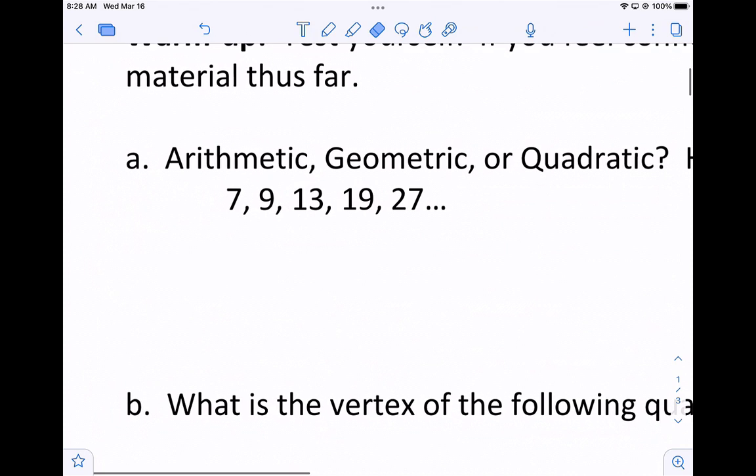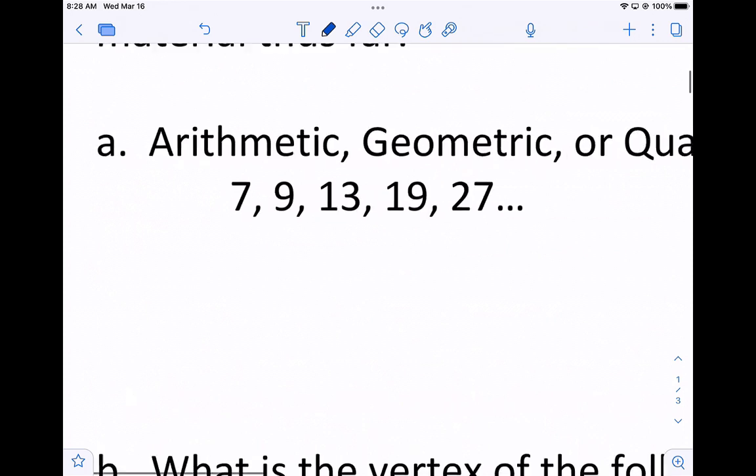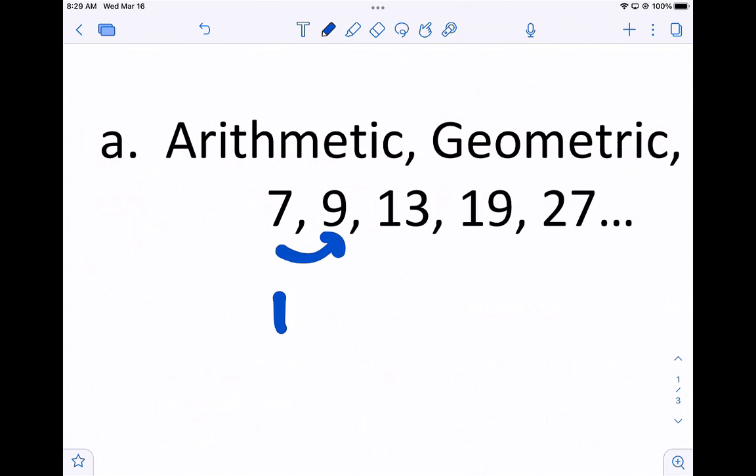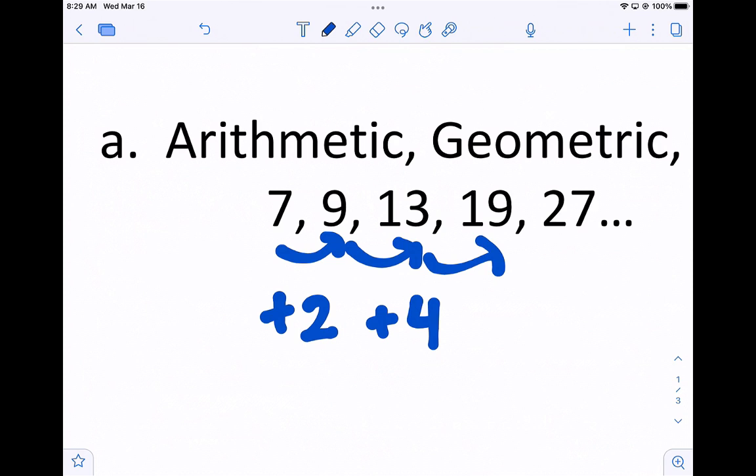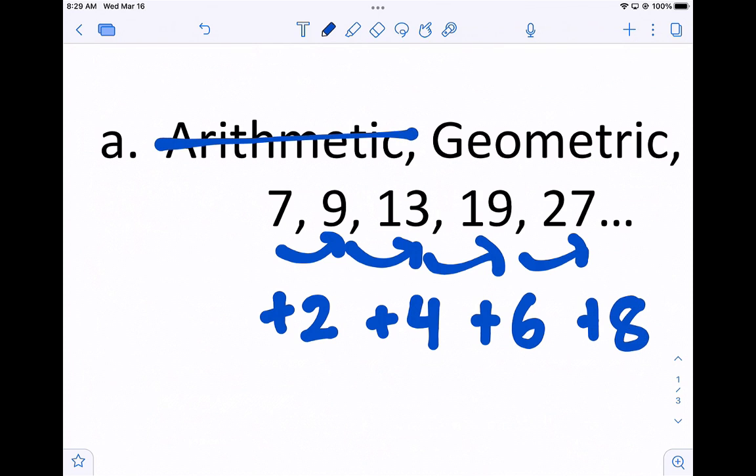So if you take a look at testing to see if it's arithmetic, you'd see, is there a common difference? Is it adding or subtracting by the same number every time? To test that, we could say, all right, how do you get from 7 to 9? You would add 2. Is it adding 2 every time? So 9 to 13, that would be 4. 13 to 19, that would be adding 6. And 19 to 27, that would be adding 8. So we can see that it's not arithmetic.